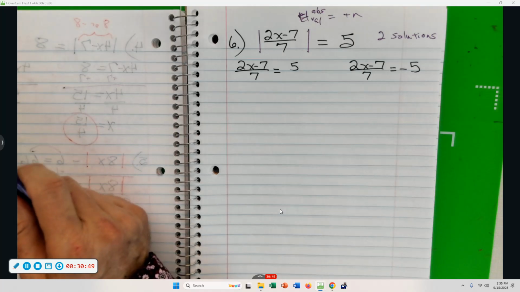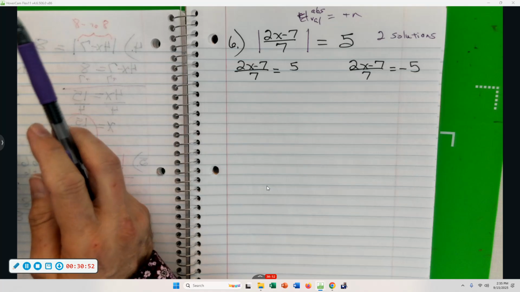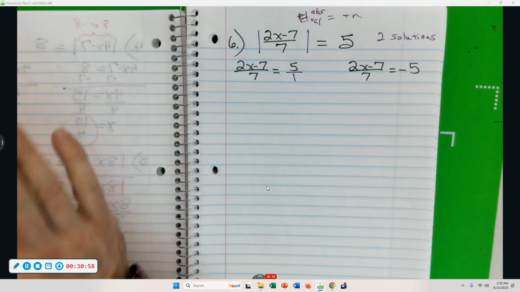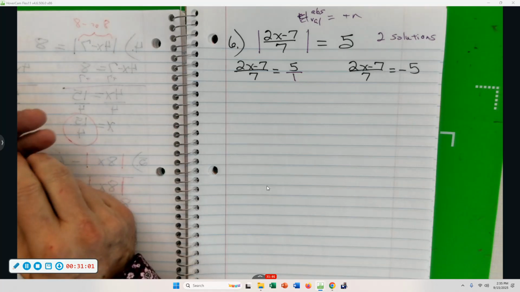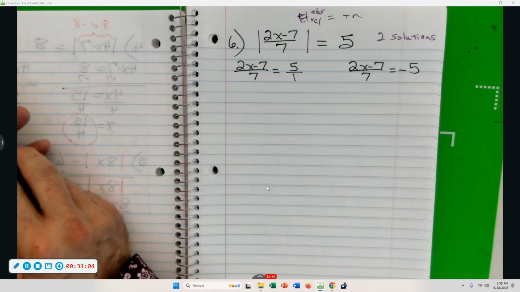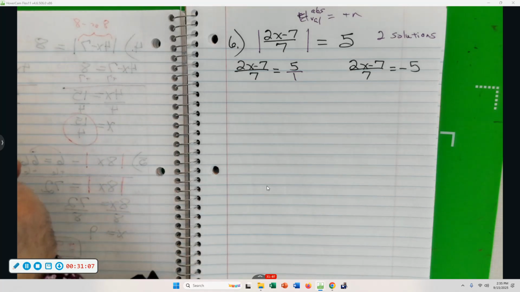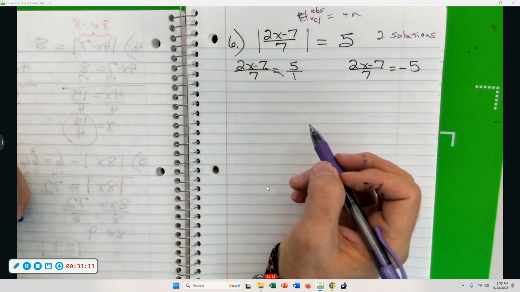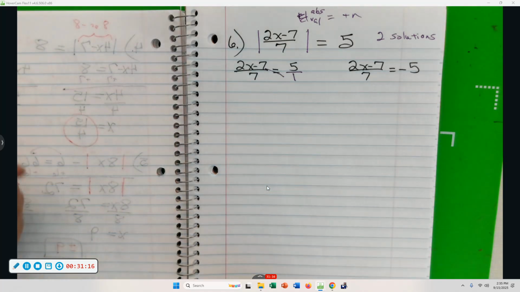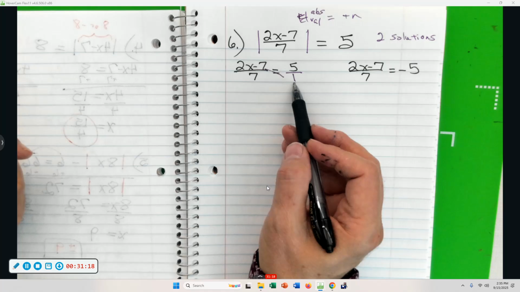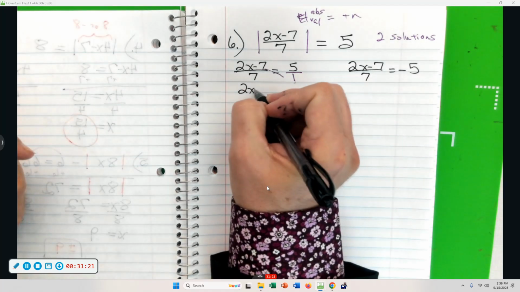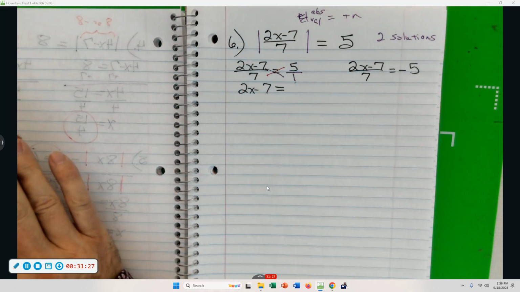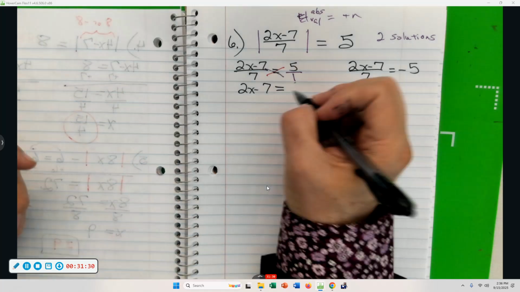When I look at this, I think I can turn this into a proportion. Rather than bothering with the least common denominator, I can say that 5 is the same thing as 5 over 1, and then what can we do? We had a little trick when you had fraction equals fraction. Cross multiply, that's right. You take the 2x minus 7 times 1. Oh, that's so easy, I can just write that down. What's 2x minus 7 times 1? 2x minus 7 equals, cross here, 5 times 7 gives me 35.